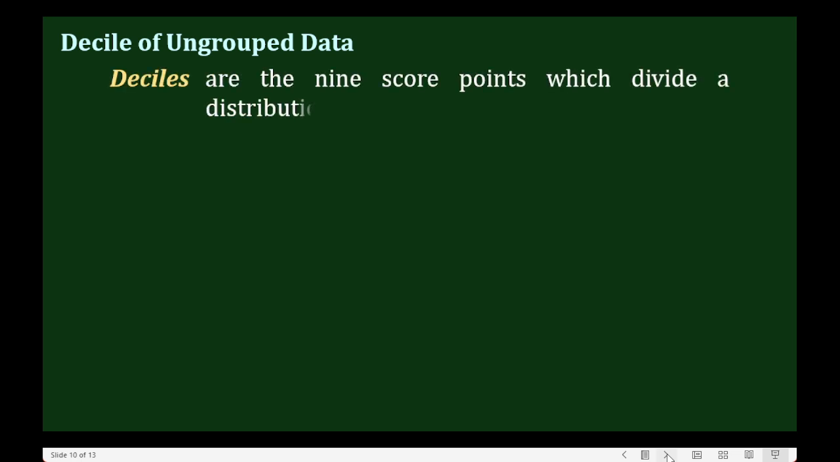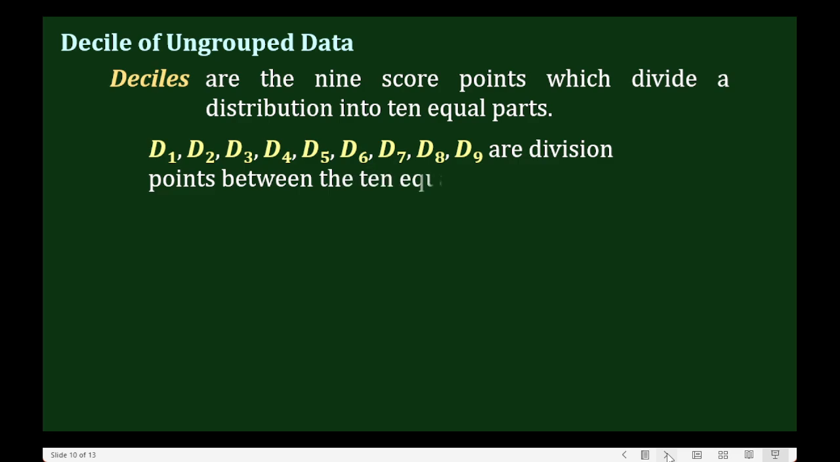So at this point, we now go to the next one, which is the decile of ungrouped data. Deciles are the 9 score points which divide a distribution into 10 equal parts. And these 9 score points can be denoted by these symbols, D sub 1, D sub 2, D sub 3, up to D sub 9. These are division points between the 10 equal parts of the sorted set of data.